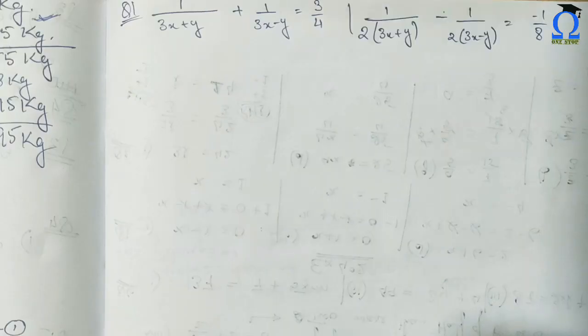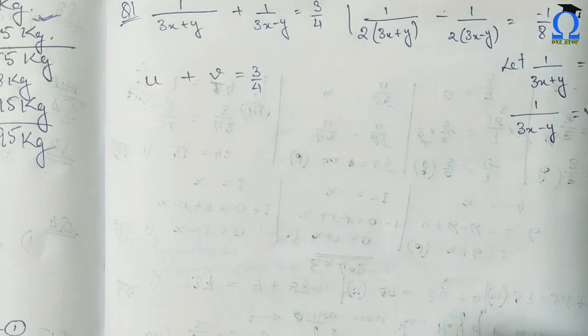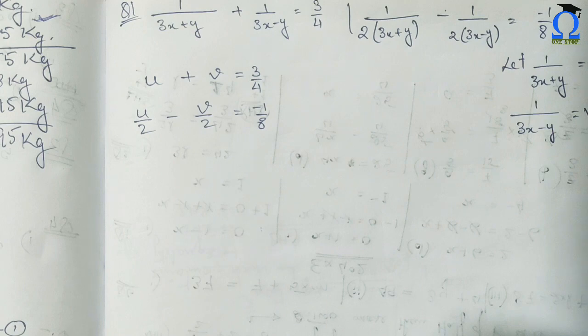Obviously we can see what is common here. There is 1 by 3x plus y and 1 by 3x minus y, and I have taken those to be u and v. So these are our two equations. Okay, the second one can be simplified like this.